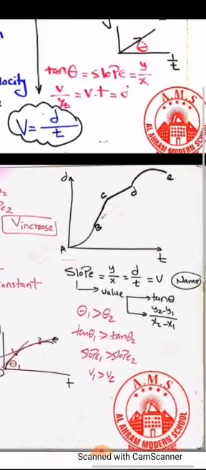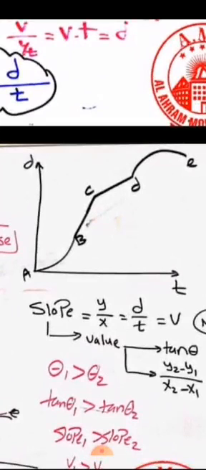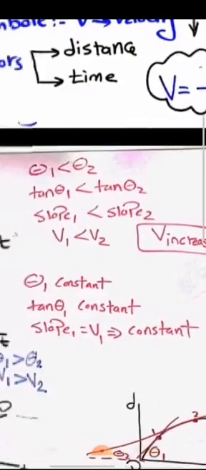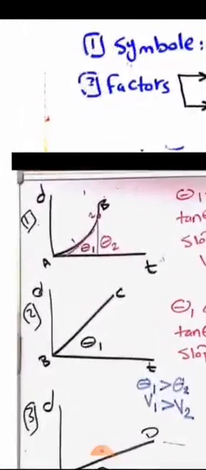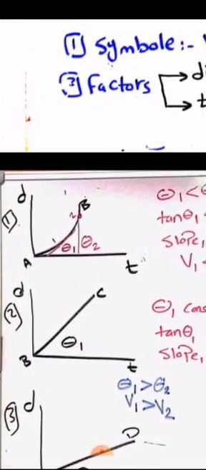As an example, let's take a graphical representation of the relation between distance and time, starting from point A until reaching point E. From point A to B, you have to know that it's a curve relation. In this curve relation, the angle with the x-axis is increasing.